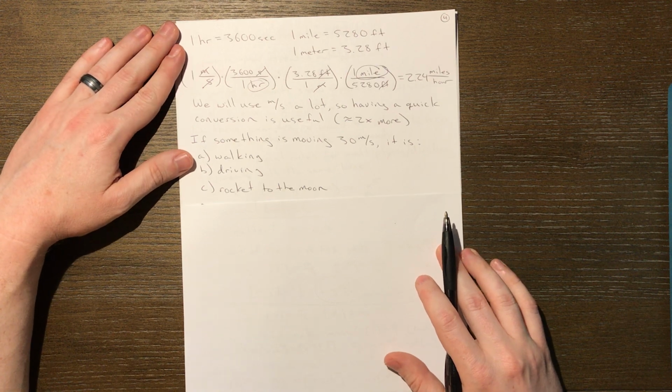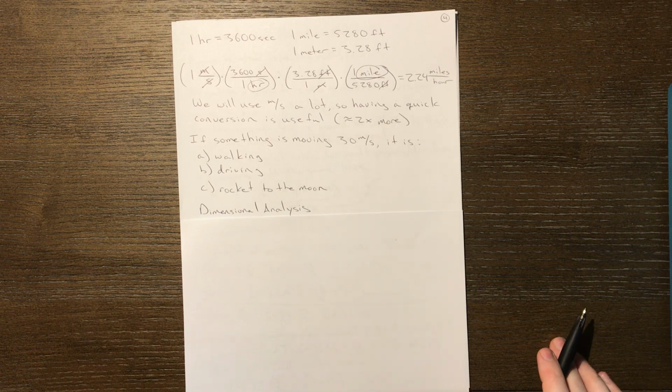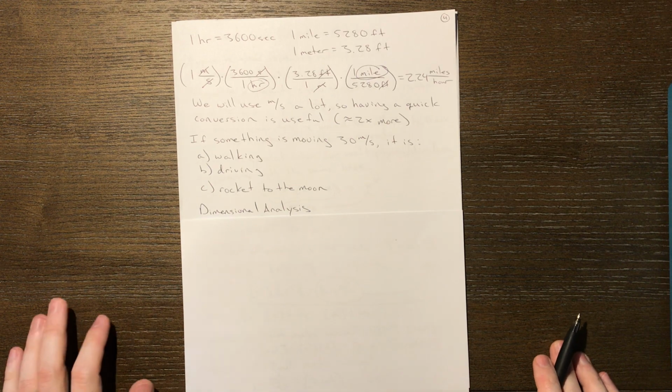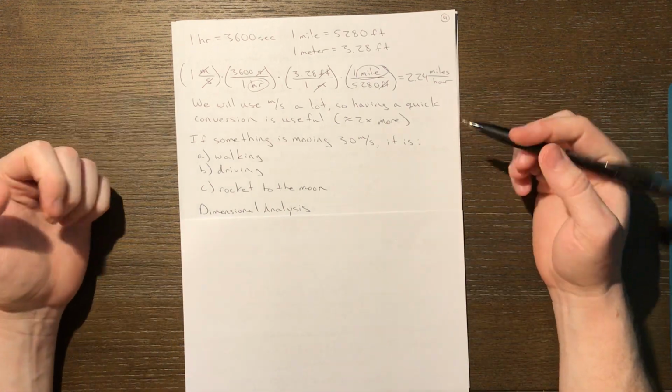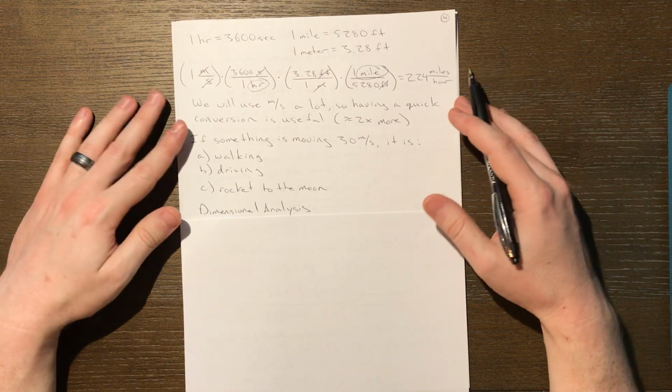All right, now let's talk about another thing that physicists like to do, and that's called dimensional analysis. It is looking specifically at the units. Dimension's kind of another word for units.